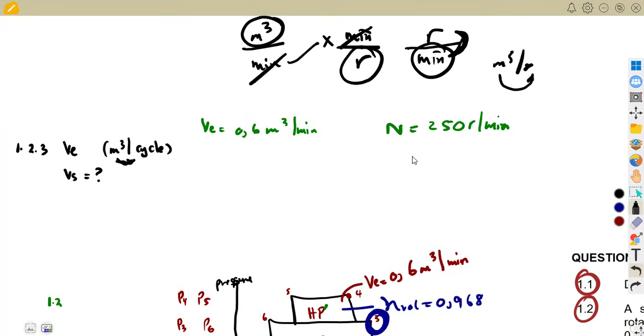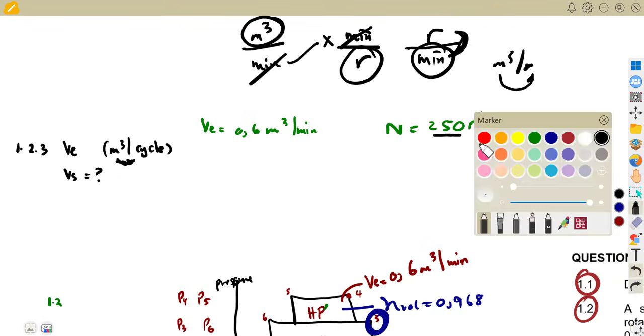Cubic meters per what? Per revolution. So in order for us to have this, we must change this formula into what we need. The minutes on top, the revolution, because this is 250 revolutions per minute. So on our calculation, this is what's going to happen.